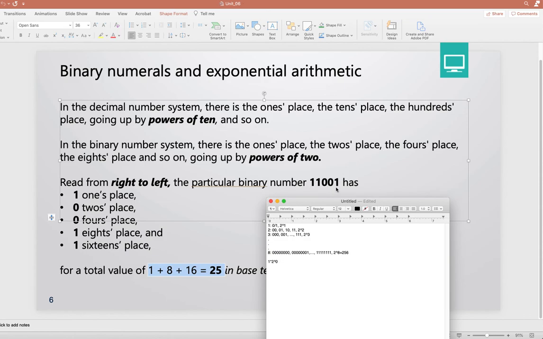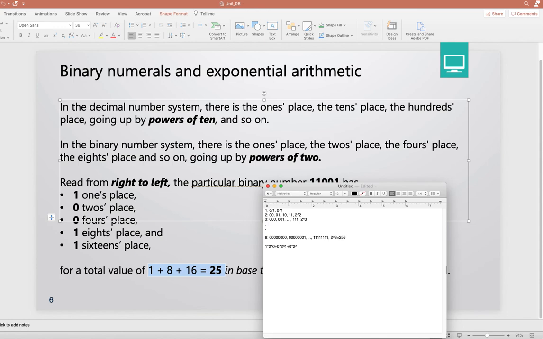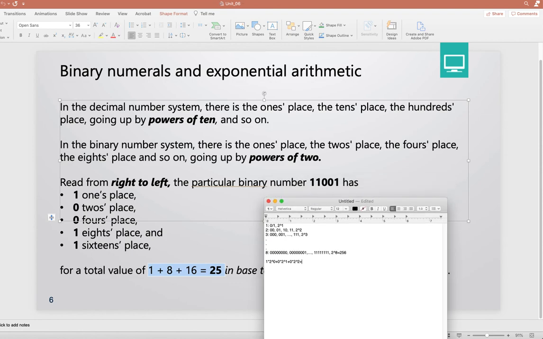And from right to the left, the second position is 0, so we add 0 times 2 to the power of 1, because this is the second position and the position number is 1. Okay, and at the third position, which is also 0 here, so 0 times 2 to the power of 2. Okay, and keep going. We have 1 in the 4th position, and 1 times 2 to the power of 3.